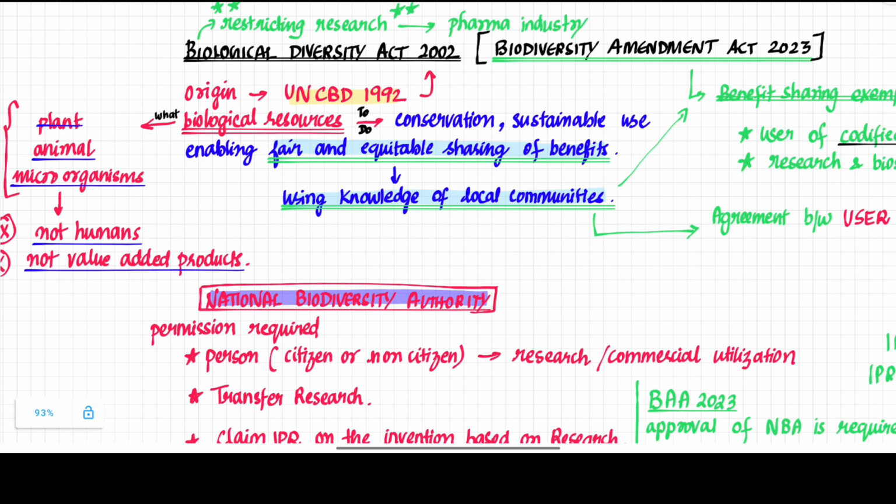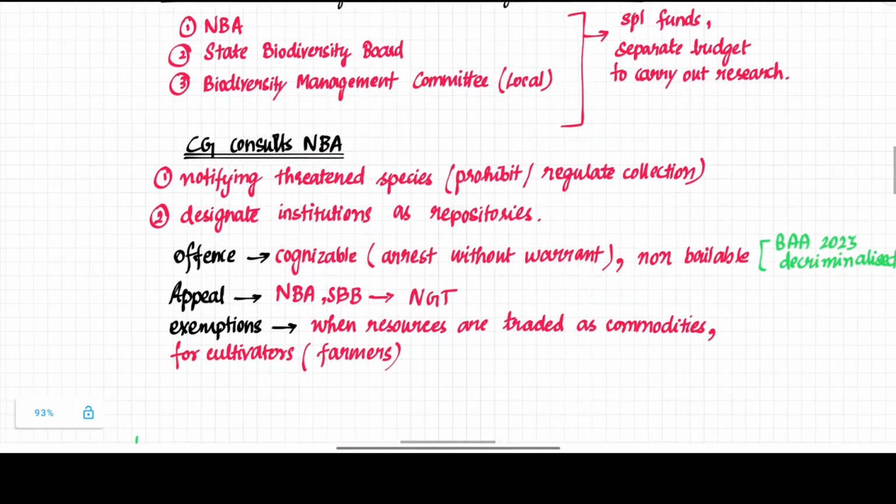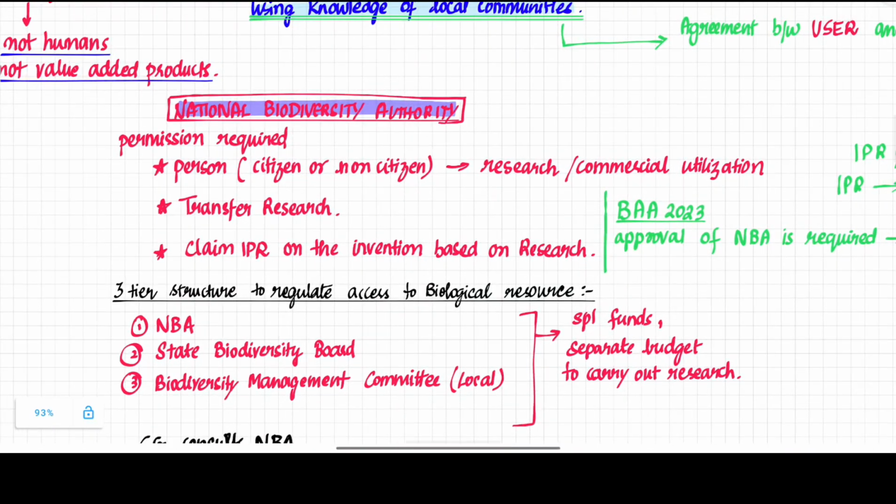Then we have the boards over here: National Biodiversity Authority, State Biodiversity Board, and Biodiversity Management Committee, and the provision for threatened species, right? After that, we have to mention the individual level: how can we approach the National Biodiversity Authority? If an individual is doing research, he needs a permission. If he is transferring the research to some other organization, he needs a permission. And for a patent claim also, he needs a permission from the National Biodiversity Authority. This is what the Biological Diversity Act 2002 is.